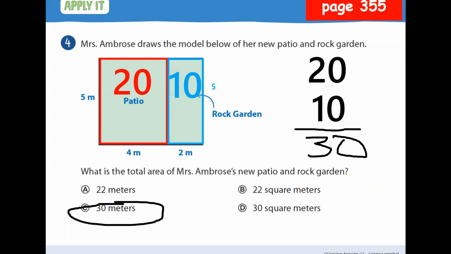Okay, those were multiple ways of doing this. Whenever I said that is actually 30 square meters, it's not just 30 meters, because when we're finding area, it's square and then whatever the unit is. So in this case, it's D, 30 square meters.